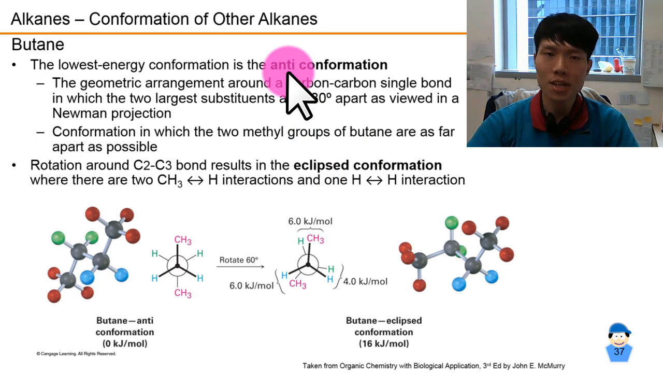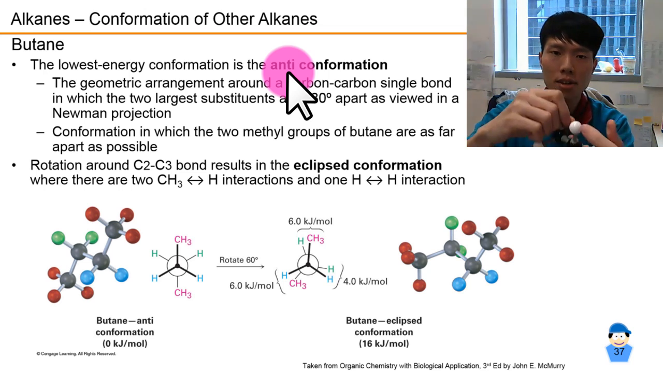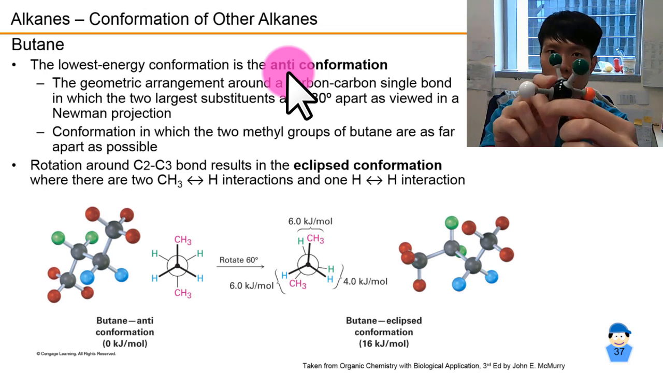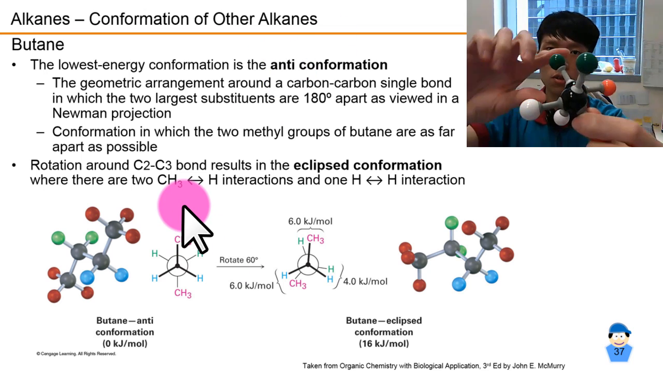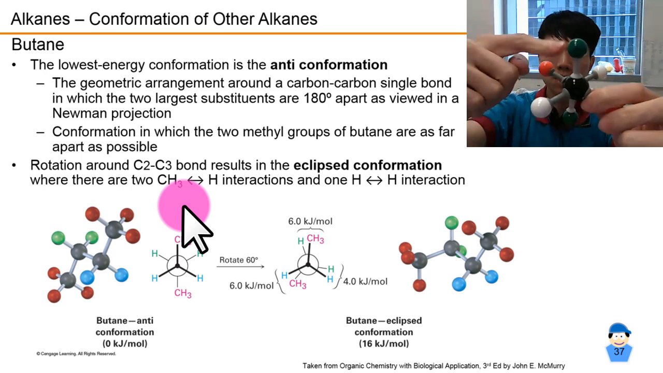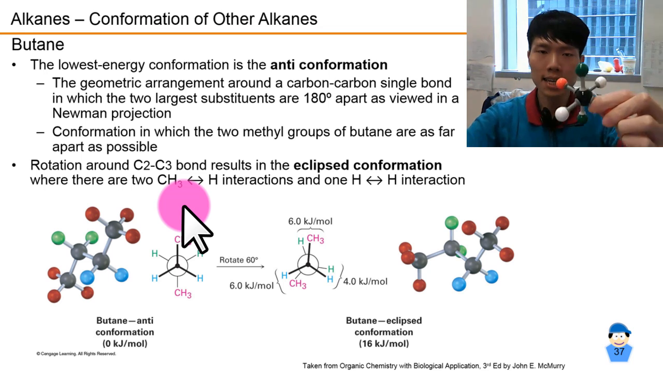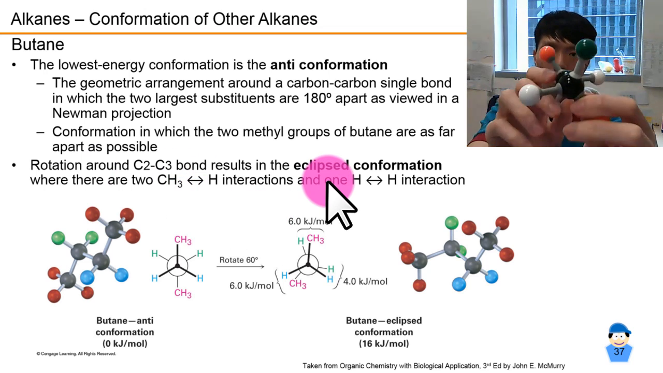So anti means that you're putting these two biggest groups on the opposite ends. Let's say the green balls you see in this molecule are the methyl groups. If I put them on opposite sides, top and bottom, exactly 180 degrees, it means they are anti, meaning opposite. Now as I rotate, I'll get an eclipse.